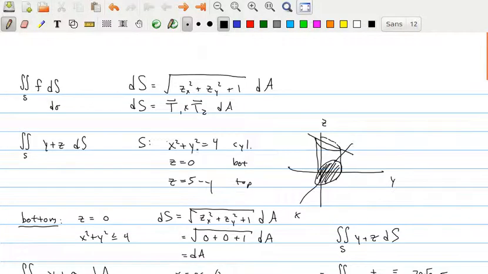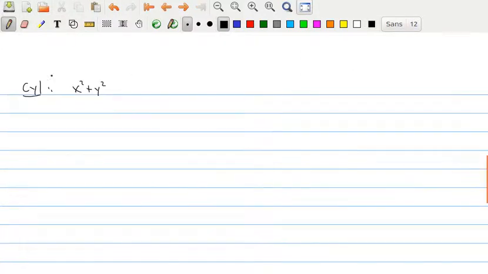In this case, x squared plus y squared equals 4, and z is free. So x squared plus y squared is 4, z is free. Well, if we go to parameterize this, x, y, and z: x squared plus y squared equals 4 just gives us a circle. We can parameterize this, a circle of radius 2. This is 2 cosine t, 2 sine t.